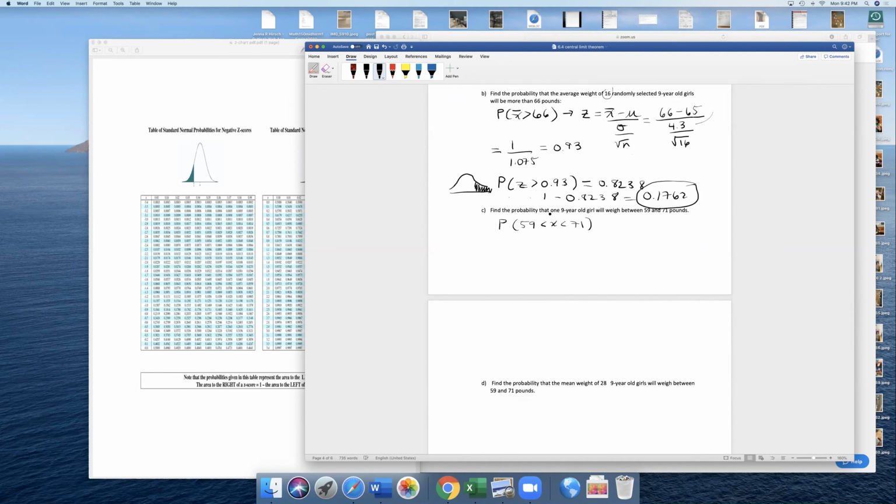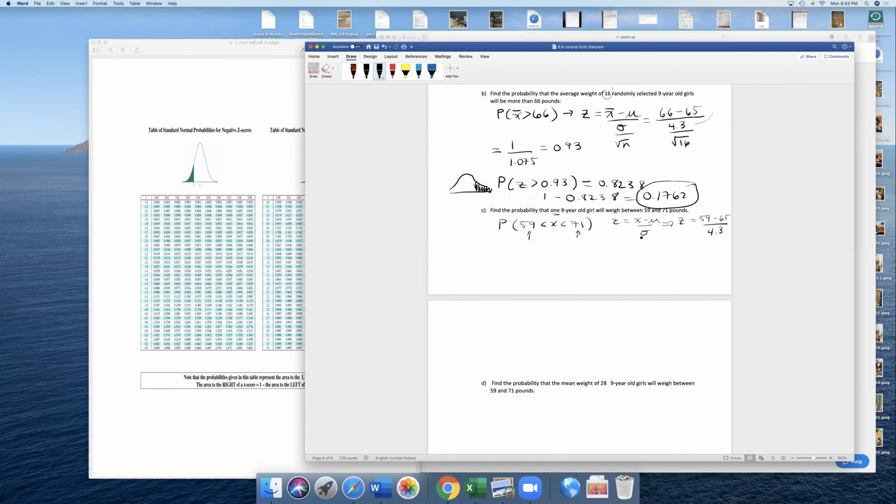Because we're dealing with a single value, an individual, we're going to use that first formula for z when we go to convert it. And notice now that we have two values that we have to convert into z's. We have 59 and we have 71. So using that first formula, we know that z is equal to x minus mu over sigma. So for 59, we have z is equal to 59 minus 65 divided by 4.3.